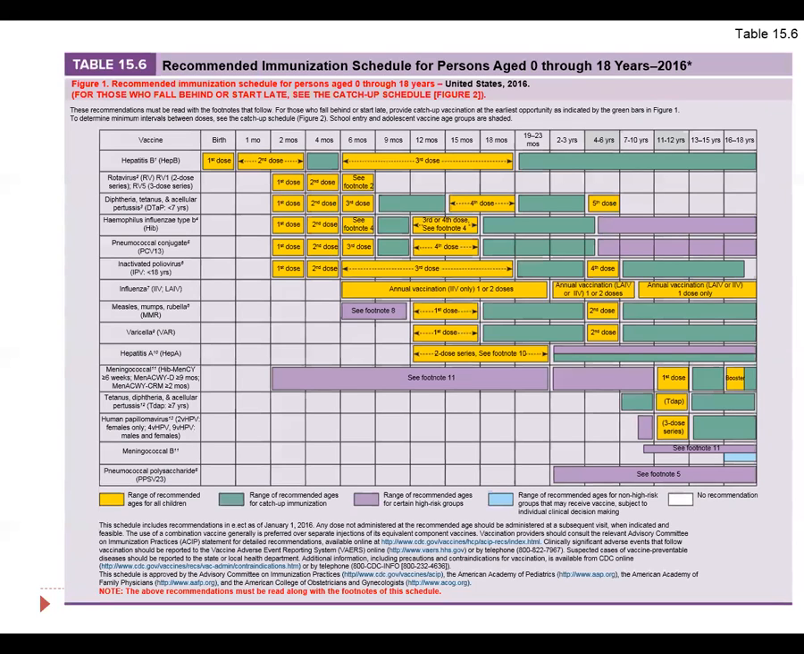Some vaccinations are only recommended for those people who are in high-risk groups. For example, the meningococcal vaccine is only going to be recommended for those people who are high risk. A senior in high school going off to college and living in a dormitory would be a perfect example of that.